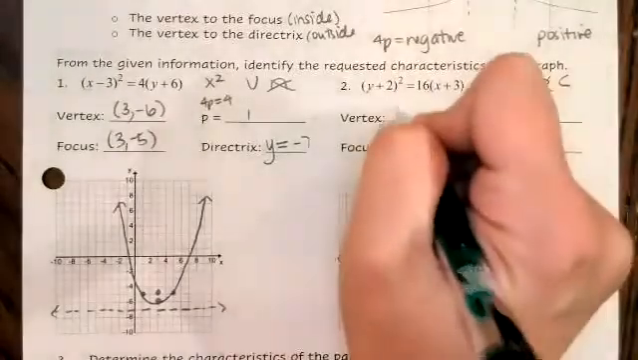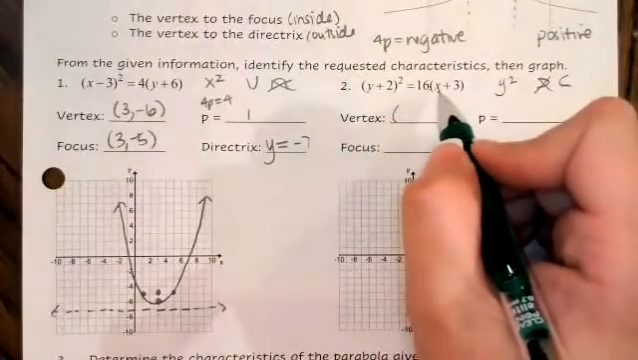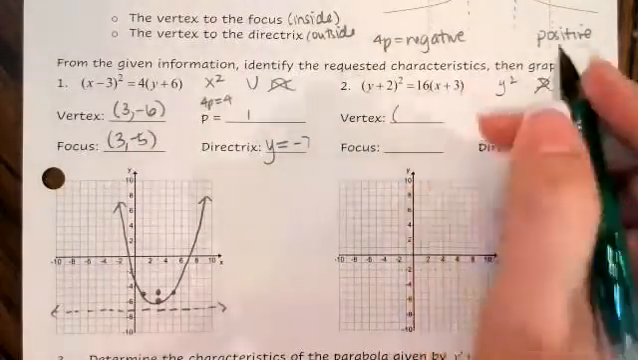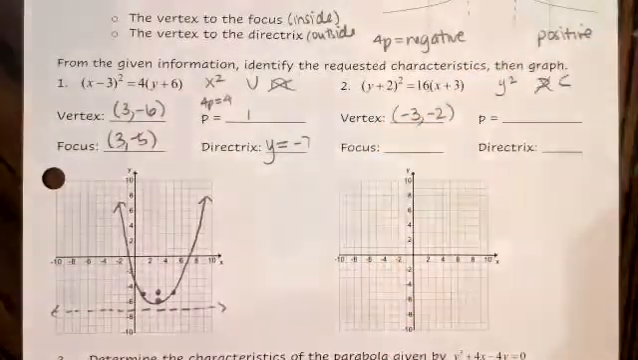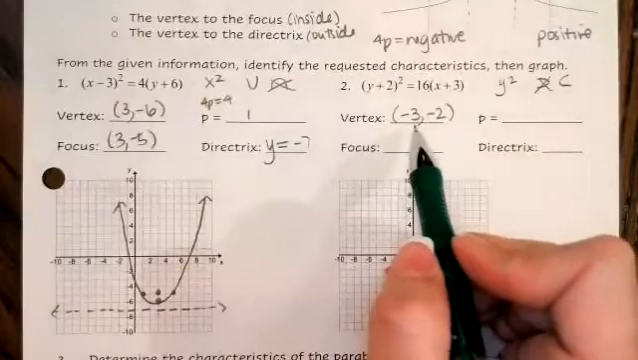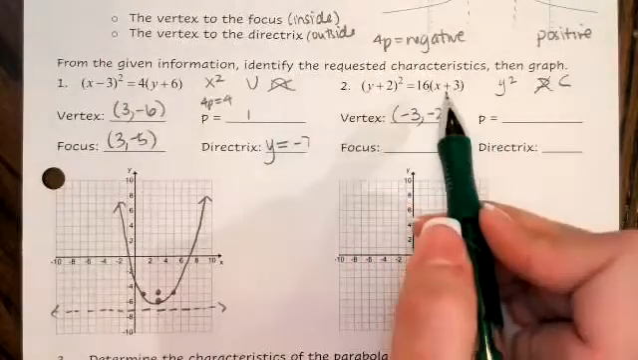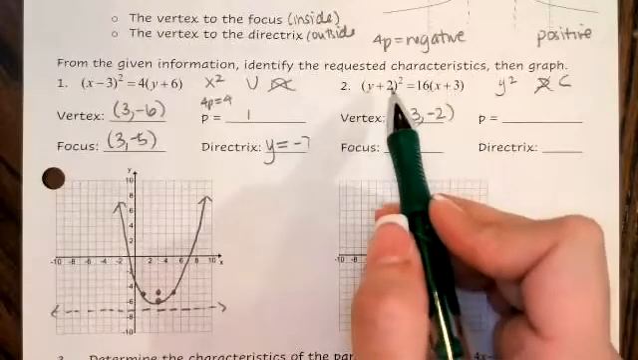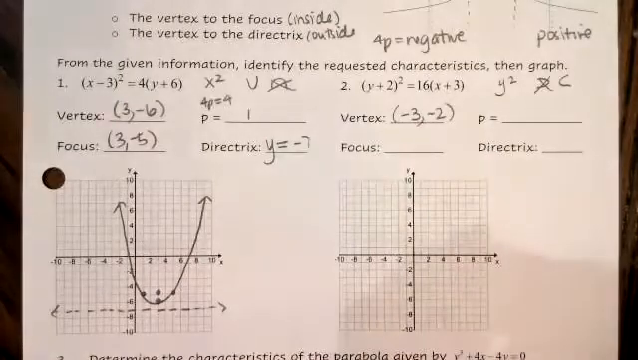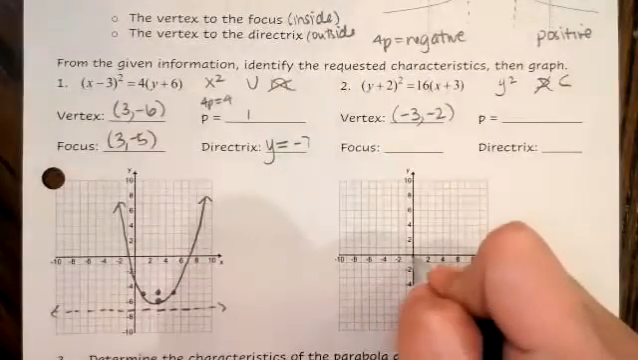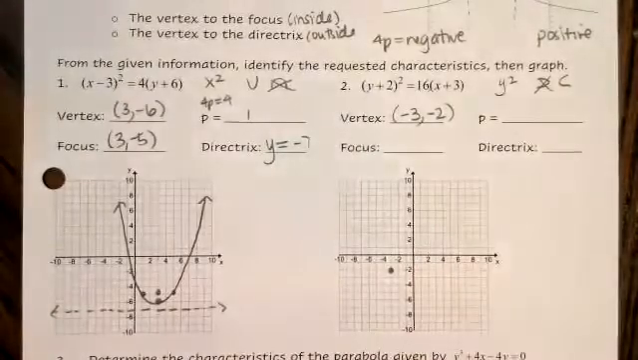Now I find my vertex. Remember, that's (h, k). H is always with the x. So my h value there is -3. My k value is -2. This is the one that students mess up a lot. They want to do (-2, -3). Don't do that. H is always with the x, k is always with the y. So the x value is with the x, the y value is with the y. So (-3, -2). There's my vertex.